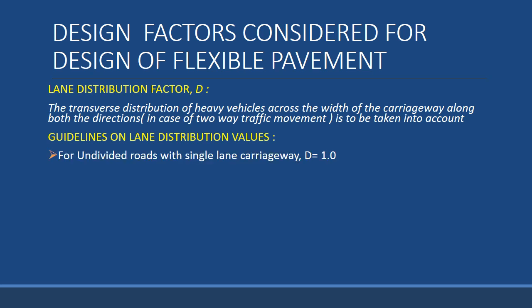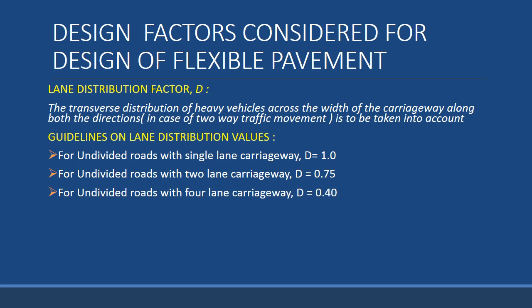The first one is for undivided roads with single lane carriageway. The factor for lane distribution is considered as 1. For undivided roads with two lane carriageway, the factor is equal to 0.75. For undivided roads with 4-lane carriageway, it is taken as 0.40. For roads with divided carriageway with 2 lanes each, the factor is taken as 0.75.